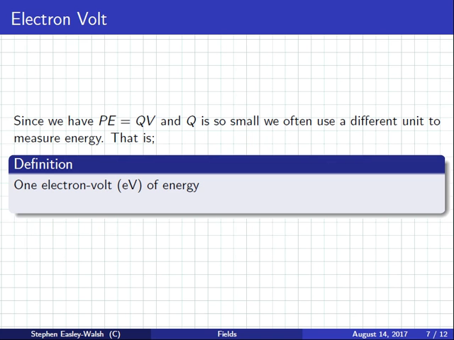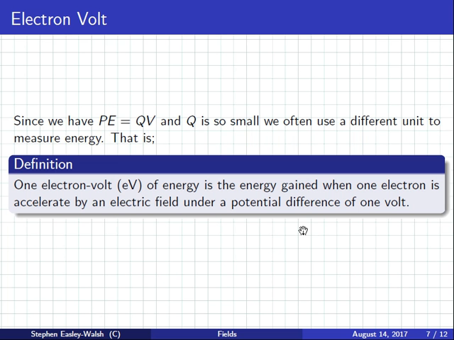Before you write anything down, an electron volt is just a very, very small amount of energy. It's tiny, less than a joule of energy. How much energy is it precisely? The definition is that 1 electron volt of energy is the energy gained when 1 electron is accelerated by a field of potential difference 1 volt.